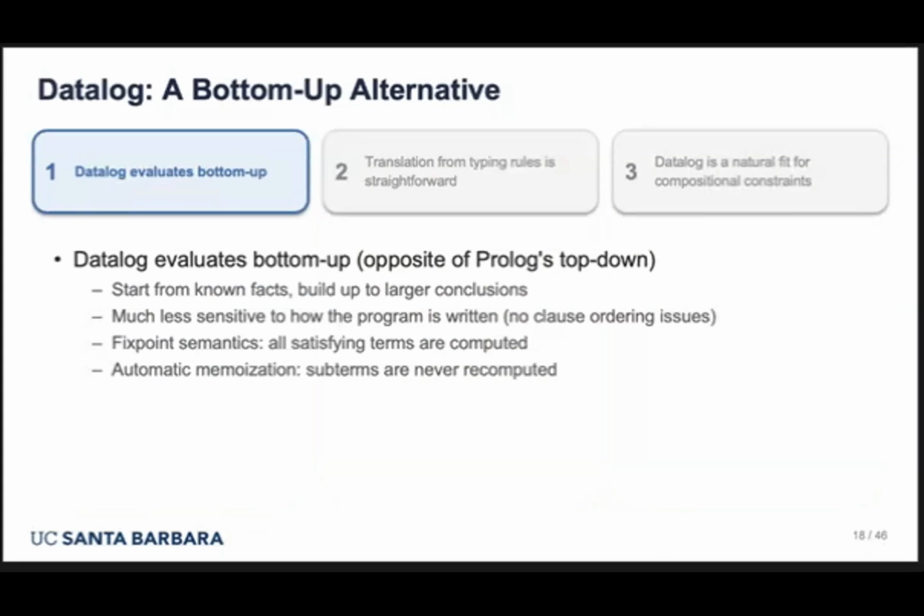Since Datalog evaluates starting from base facts and applies rules to derive new facts from that until you hit a fixed point, this makes it much less sensitive to how the program is actually written, because rules can fire simultaneously as soon as their conditions are met, rather than having to go left to right. The fixed point semantics make generation exhaustive, which is what we want. And then we also get automatic memoization because we hold all of our computed subterms until we hit that fixed point and then return our computation.